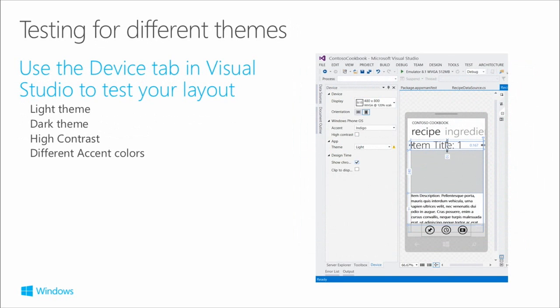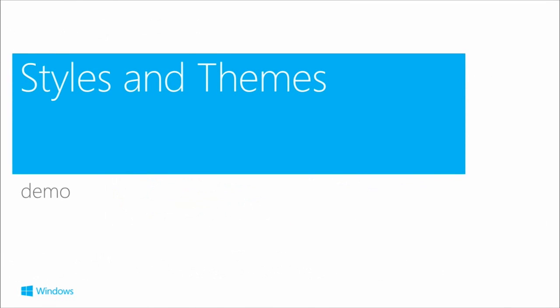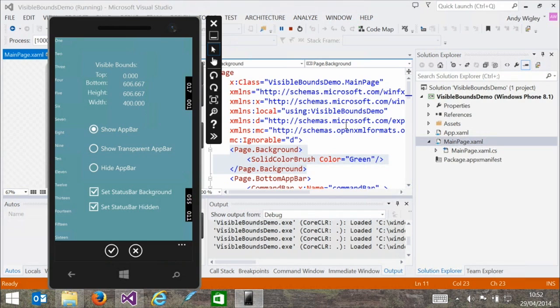Now you need to test for this. A lot of people make silly mistakes. I'll show this in a demo in just a moment. If you want to set a specific theme in your app, and you don't want the user to be able to set your app to work in a white background or a dark background, you can set this requested theme property on the whole application as shown here. So this is your app.xaml file. You can set it and say, okay, on my whole application, I'm dark, regardless of what the user has set their phone to. And you can also set this on any control, it doesn't have to be at app level. So let's put that into a demo.